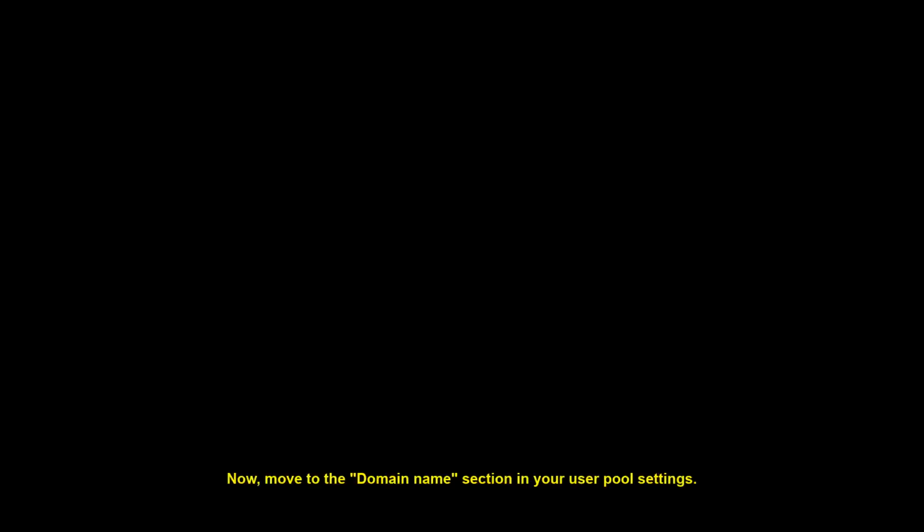Now, move to the domain name section in your user pool settings. Assign a unique domain name for your user pool. You can choose either a custom domain or a Cognito provided domain. Click Save Changes to apply your selected domain.